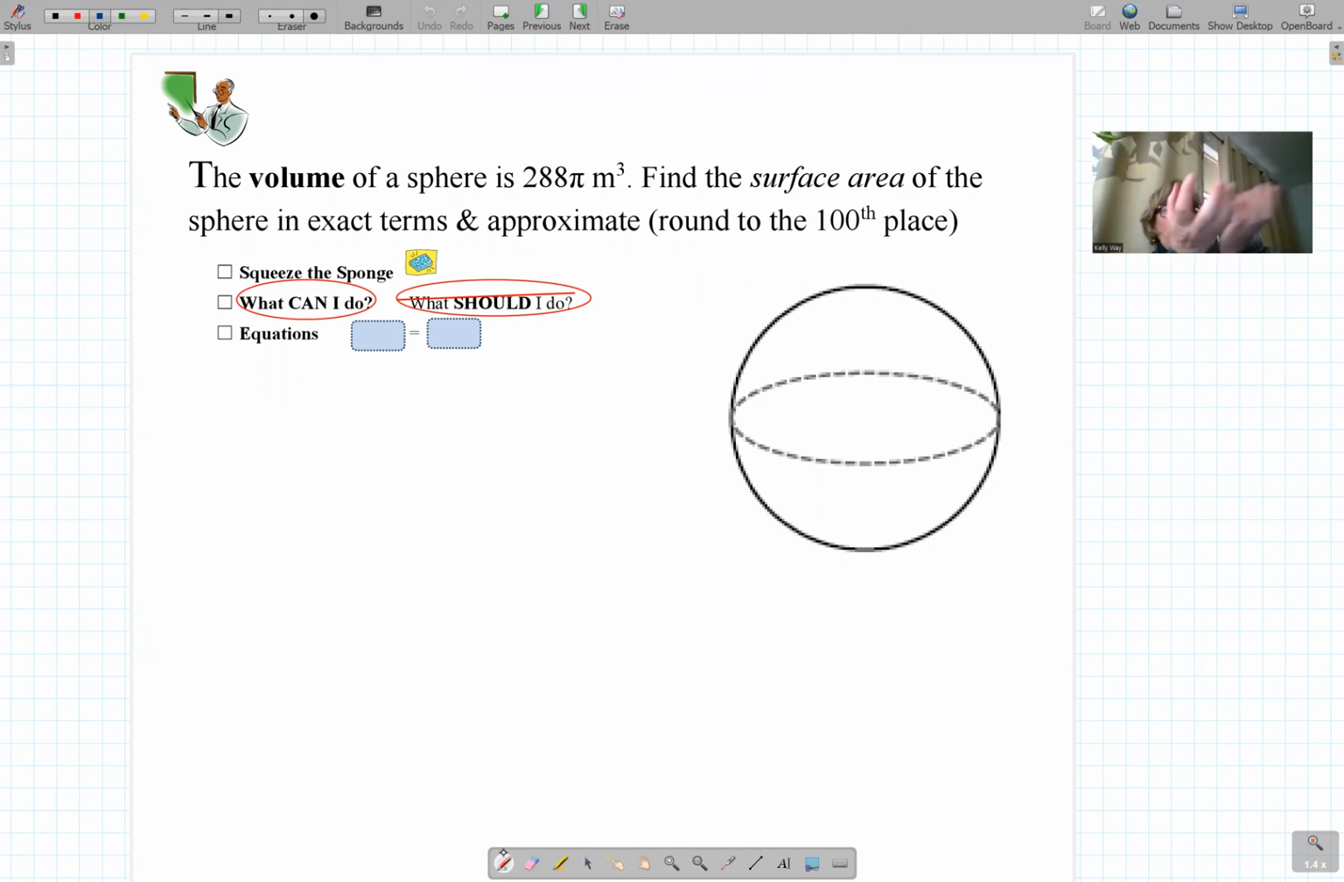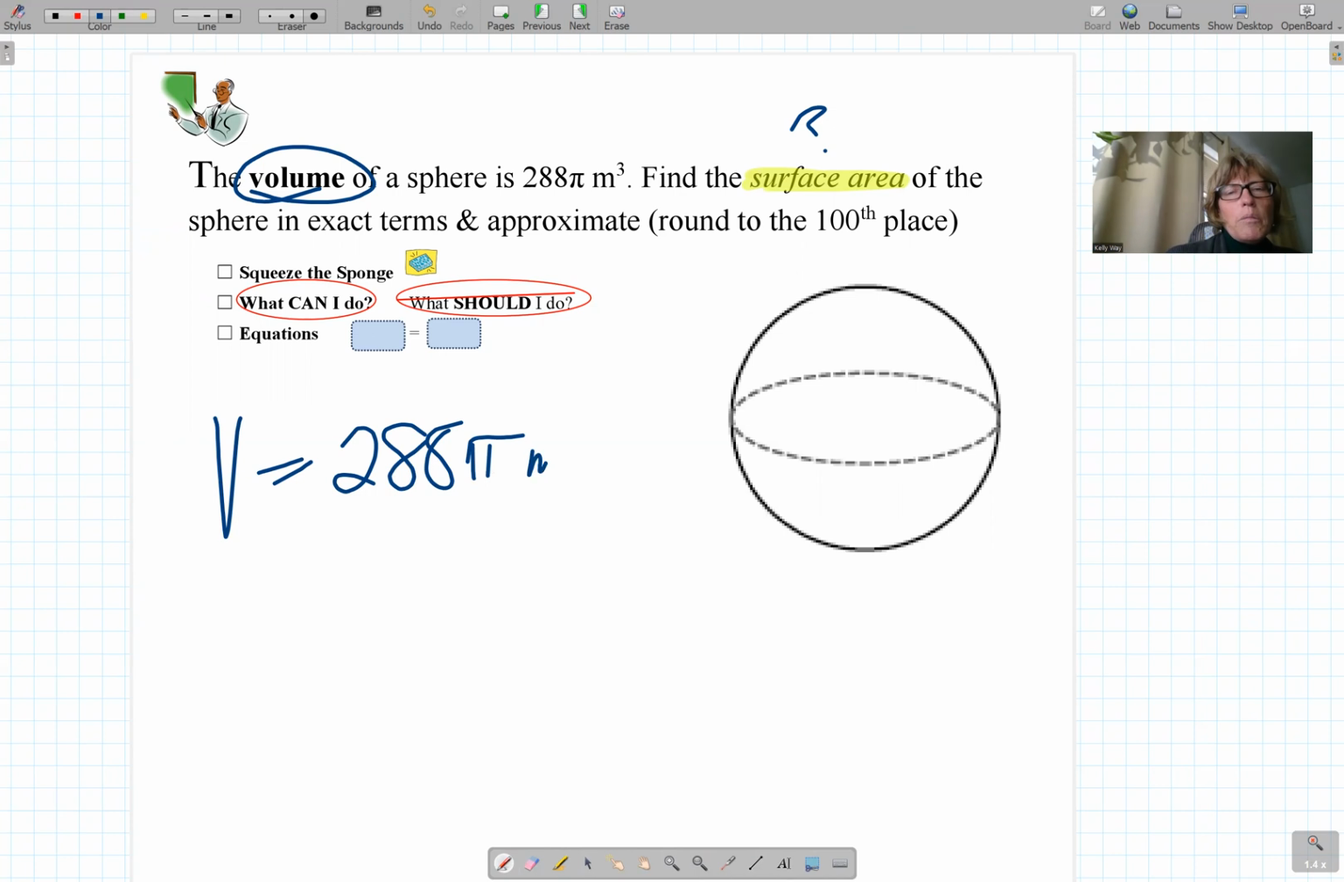Remember, you always start with what you have, not with what you need. We want the surface area. It says find the surface area. We have the volume. So we're going to start by writing volume is 288 pi meters cubed. We want the surface area, so we're just going to write the equation out. 4 pi r squared. So you start with what you have, not with what you need.